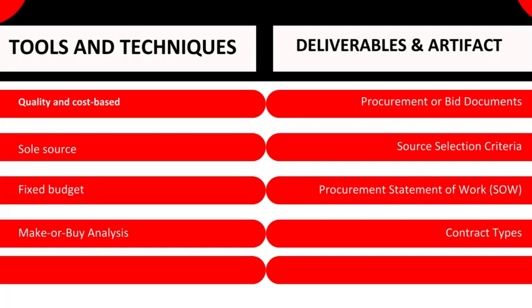Quality and cost-based. This source selection method considers both the quality of the supplier's solution and the cost of the solution. It is typically used when quality is important and there is some uncertainty about the cost of the solution.